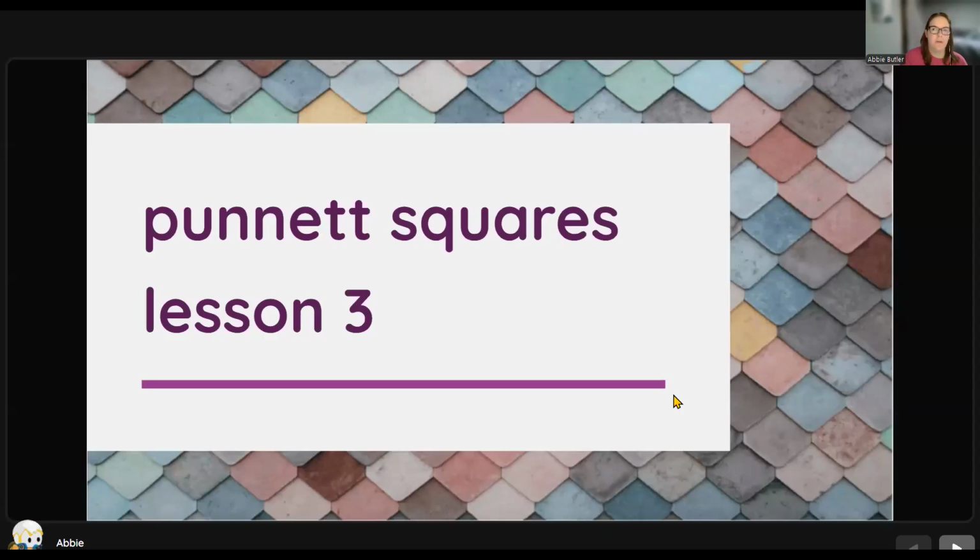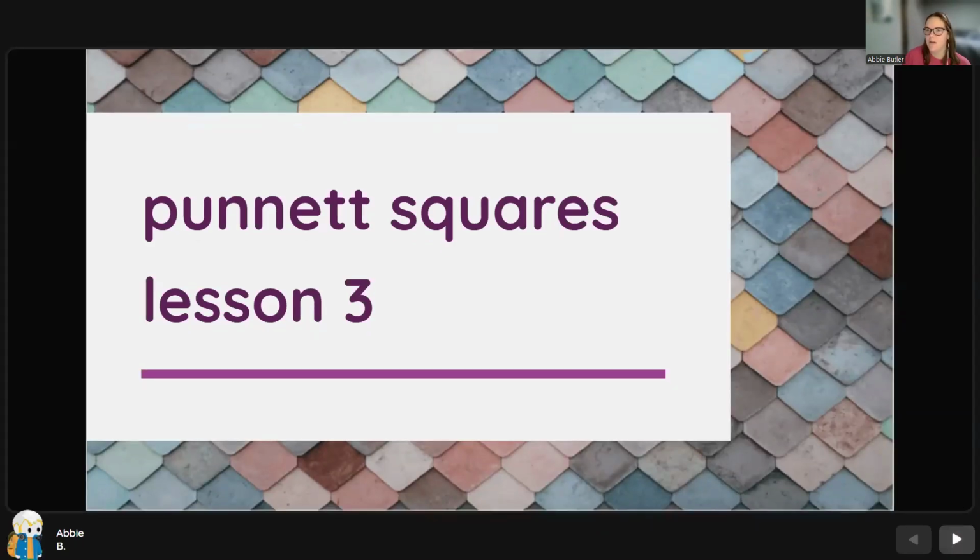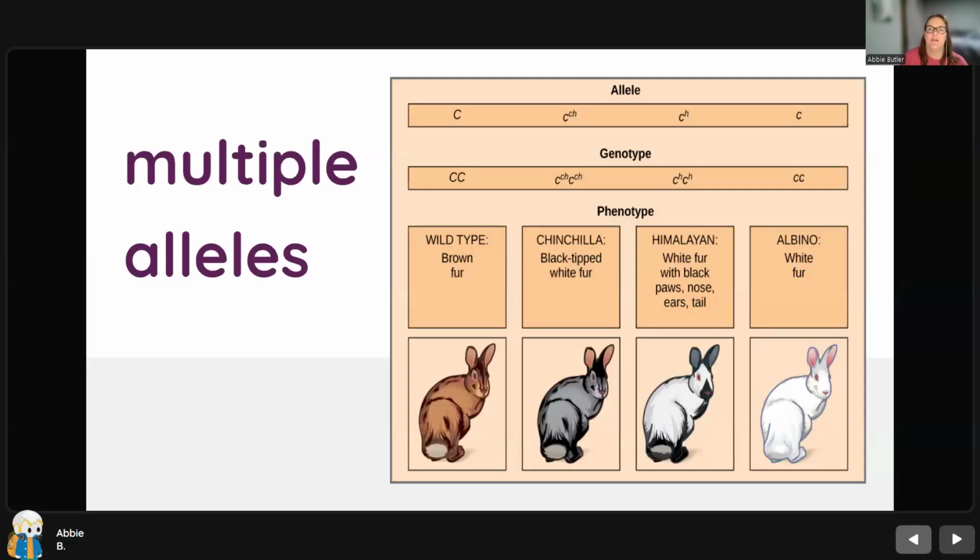So this is our Punnett squares, lesson 3. We are talking about multiple alleles and sex-linked inheritance in today's lesson. With multiple alleles, when you're thinking of your gene controlling your trait, multiple alleles means that there's more than two options.